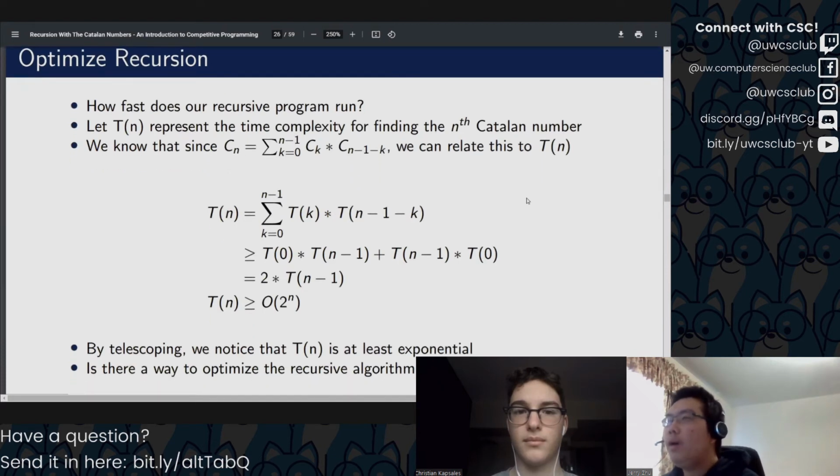We also might want to know how fast our recursive program runs. To do this, let's let T of n represent the time complexity for finding the nth Catalan number. Since C of n is a recursive formula, we can relate this to T of n as well. And by telescoping, we notice that T of n is at least exponential, since it's greater than or equal to O(2^n). We want to know if there's a way to optimize this recursive algorithm.